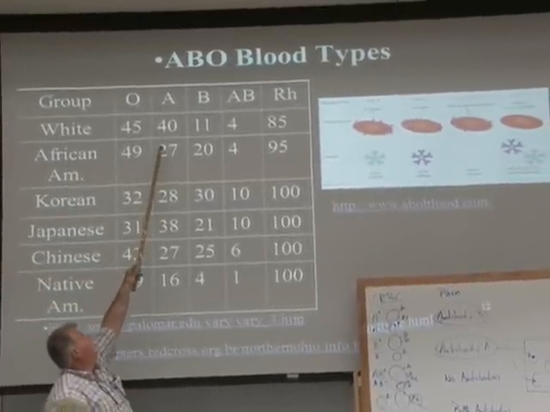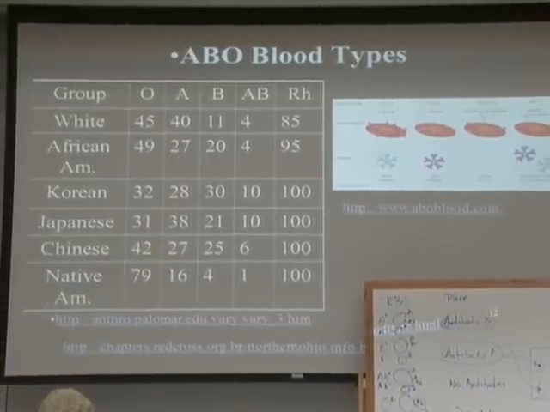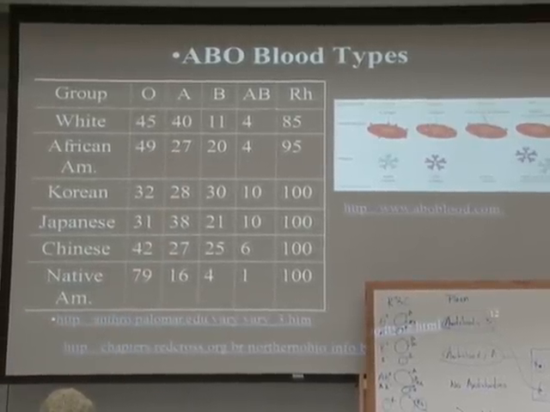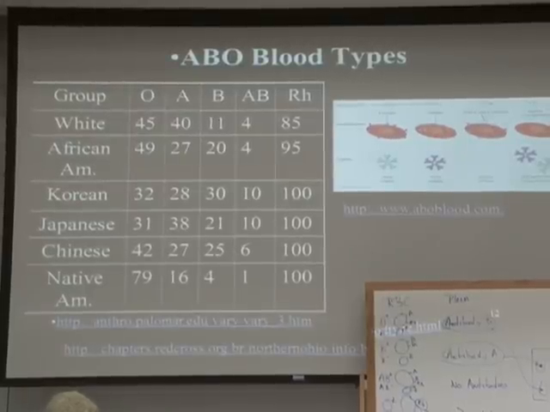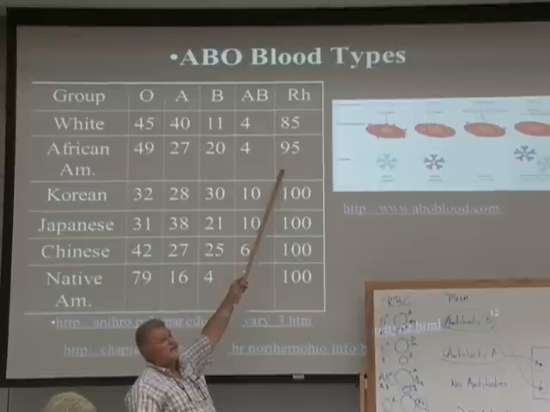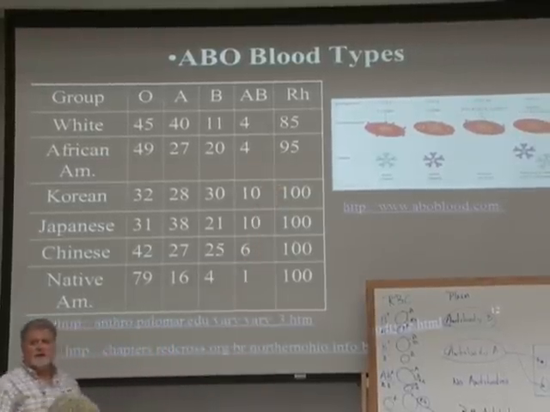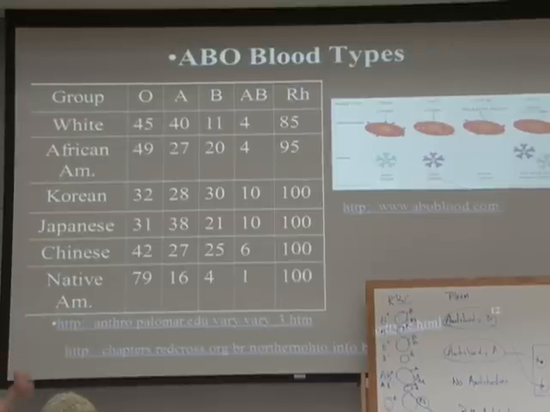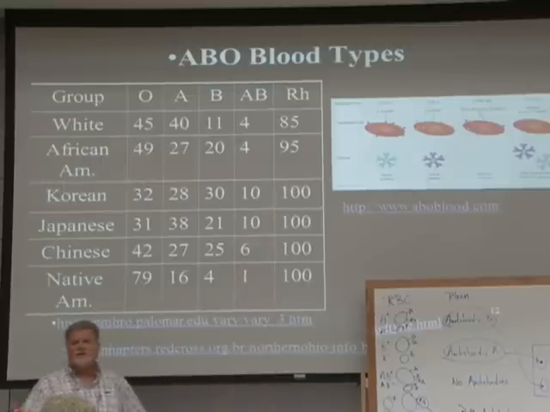The biggest difference is the amount of A in the population is much higher in Caucasians than it is in African Americans. The other fascinating story about that is those are the most common Rh negatives. These are Rh positives. So Caucasians are 85% Rh positive. African Americans are 95% Rh positive. All of Asia is 100% Rh positive.